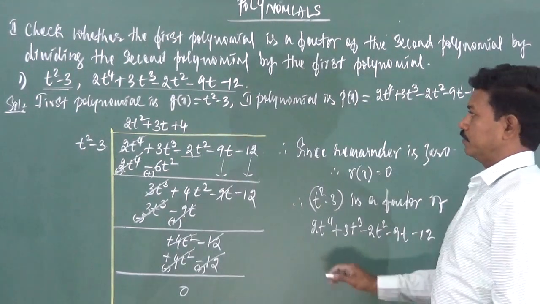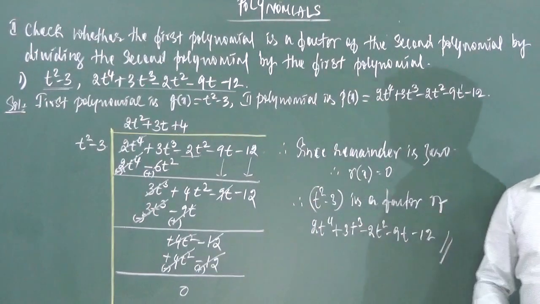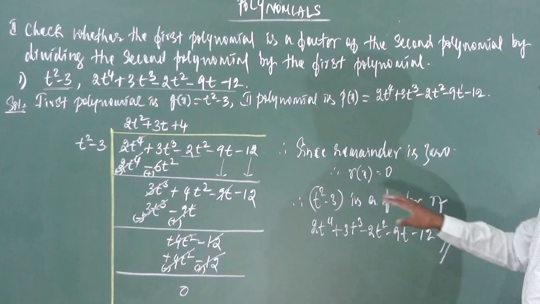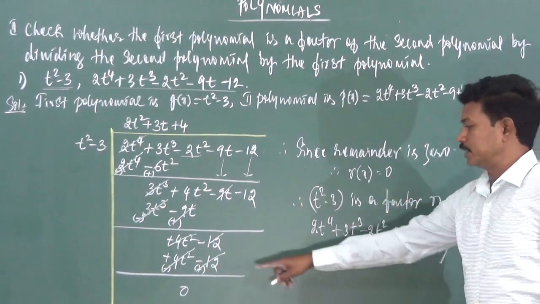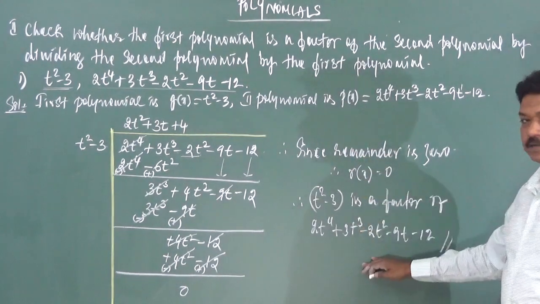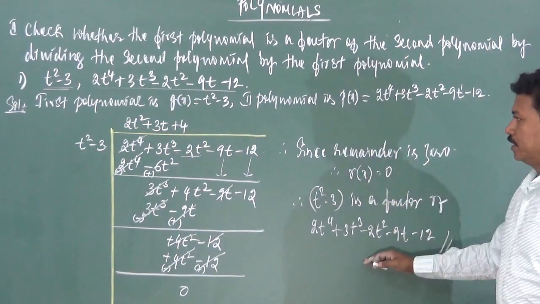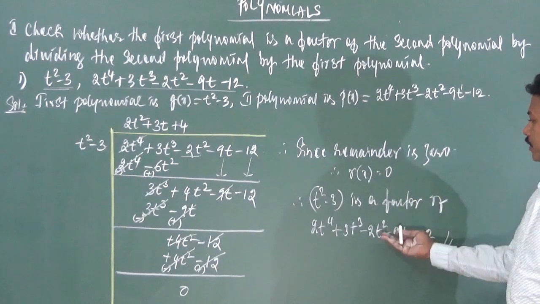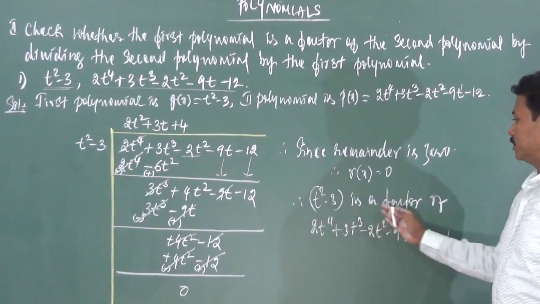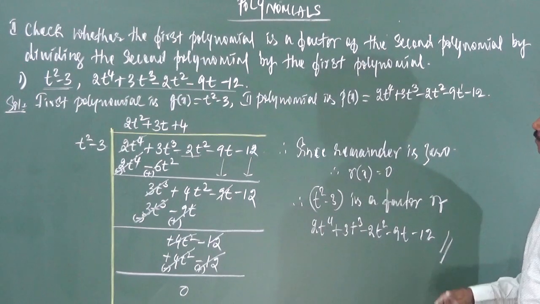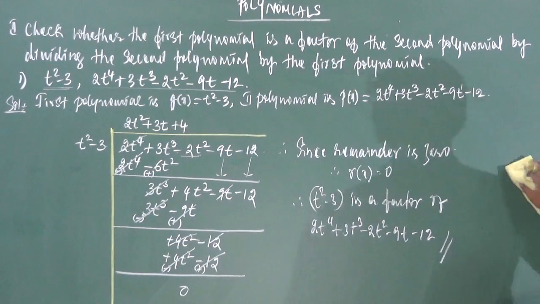So this is how you have to present the problem. So it is very important, right? Very important. So this is the procedure you have to follow, and just getting the remainder and not writing anything here shows that you have not understood the problem, because you have to write the conclusion of the problem, and we have to verify that t square minus 3 is a factor of this. So this is very important. Okay, we go to the next problem.